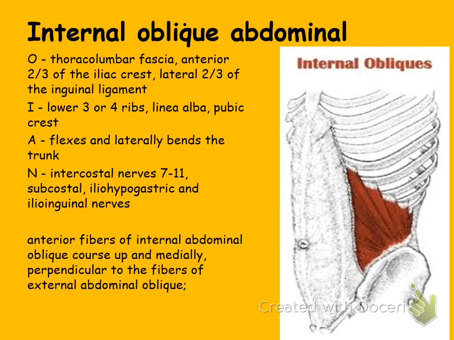And we have the internal oblique abdominal muscles, which originate on the thoracolumbar fascia and the anterior 2/3 of the iliac crest, and insert then on the lower 2 or 3 ribs, linea alba, and the pubic crest. Okay, so it's going to help us twist, flex, and laterally bend the trunk.